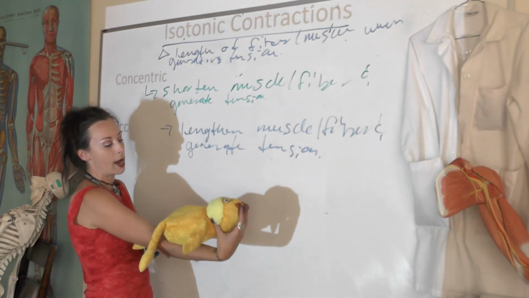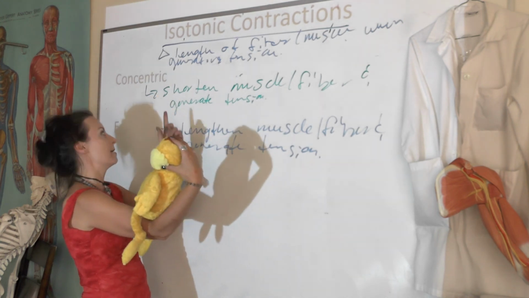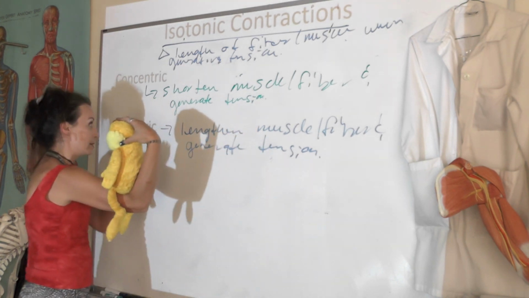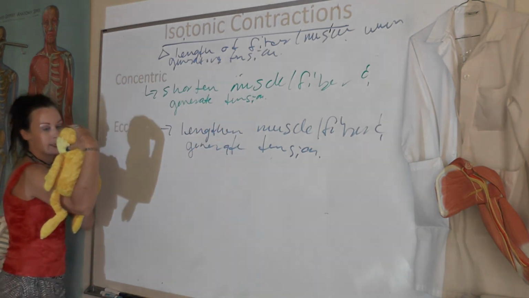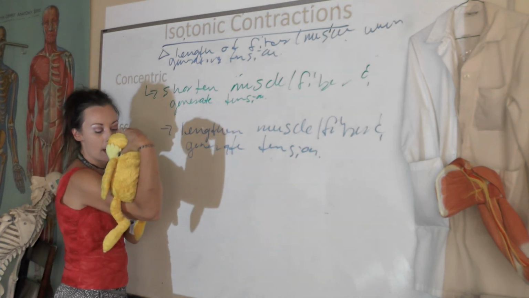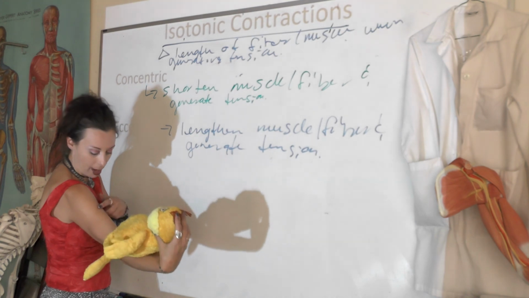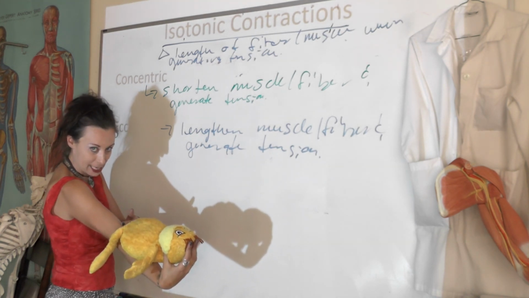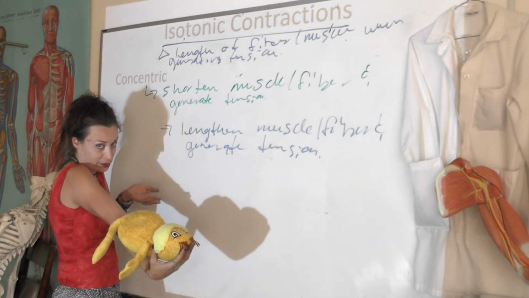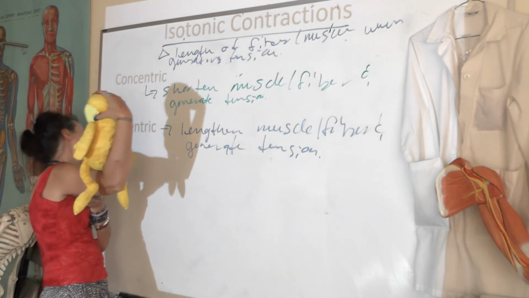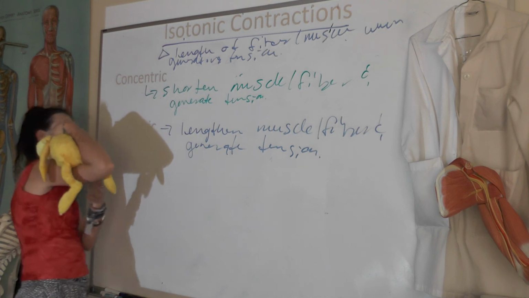If I'm lifting the Thorax to my face, my biceps brachii are doing a concentric contraction and they're shortening to generate the tension to do this. And now, when I am laying the Thorax back down, my biceps brachii are performing an eccentric contraction and still generating tension.